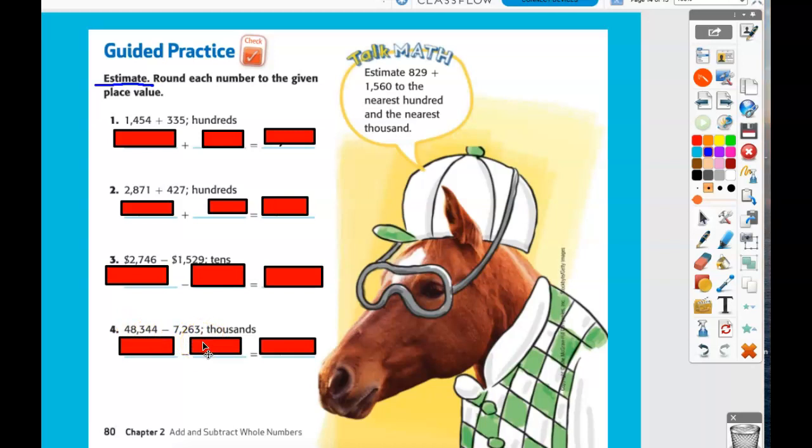So I want you to stop the video and I want you to try this by yourself first. And once you're done, I want you to come back, start the video back up, and then see if your answers match mine. Remember, we need to estimate. So go ahead and stop the video, and then when you're ready, you can come back.